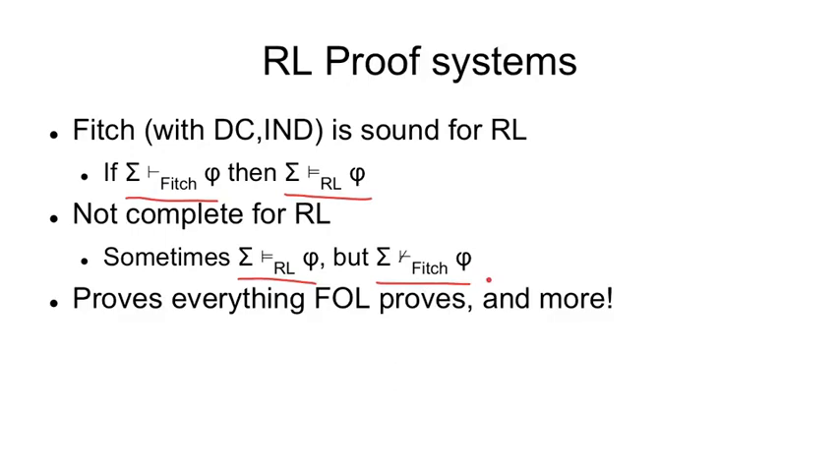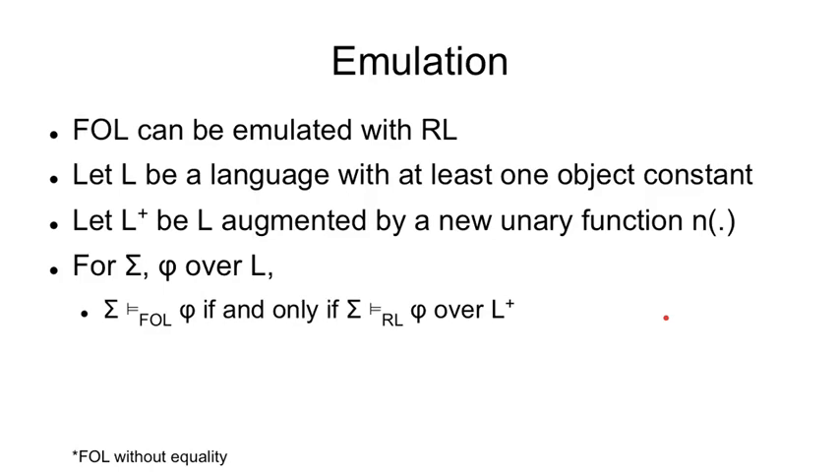Because the Fitch system, even though it doesn't prove everything that is entailed under relational logic, it proves everything that first order logic entails, and in fact it proves more. So if we were comparing proof system to proof system, we still have greater power in relational logic. In some sense, relational logic can do everything that first order logic can do, in the sense that we can actually emulate first order logic using relational logic. Let me tell you what I mean by that.